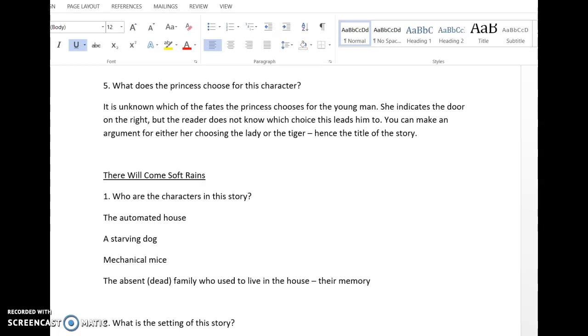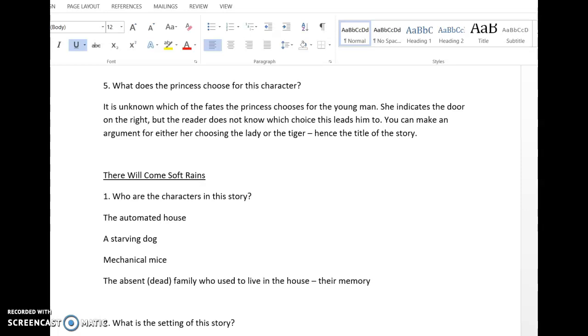You can find evidence in the story that says, of course she sent him to the tiger because she didn't want to have to share him with the other lady. Or, of course, because she loved him, even though she had to give him up by sending him to the lady, she still sent him to the lady. So it just depends on how you view the princess, how you view the young man, how you view the situation, as to which outcome you think happened. But it's left that way intentionally because we just don't know what his destiny was, what his outcome was.